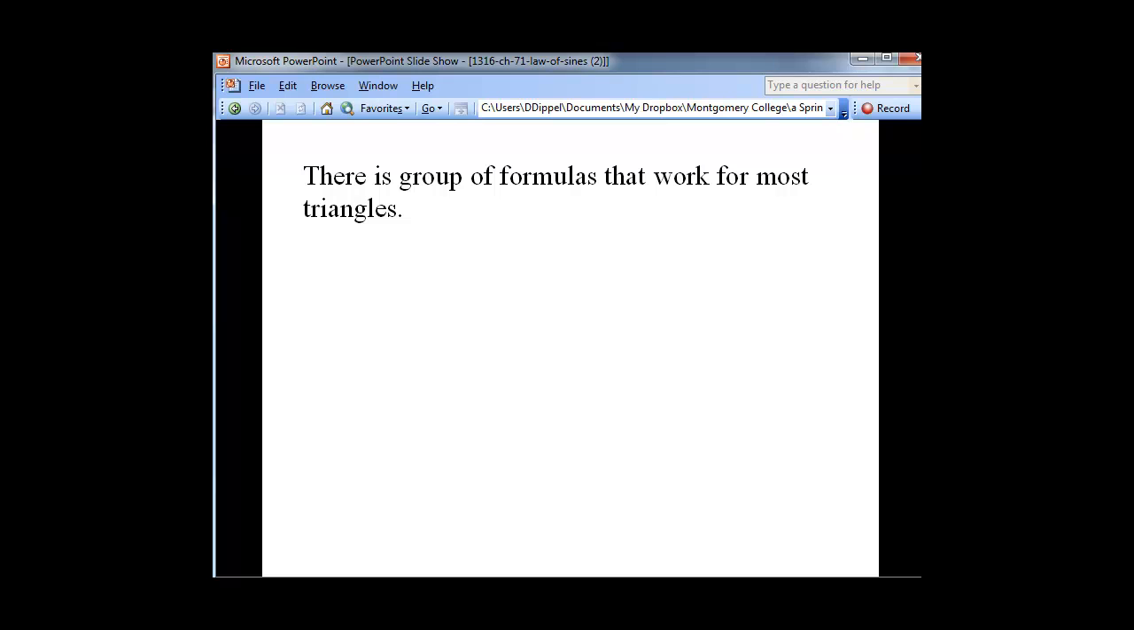Okay, up to this point we've worked with right triangles, and there is a group of formulas that work for most triangles. They don't have to be right triangles. If you have a triangle, A is an angle, lowercase a is the side opposite, C is this angle, side c is opposite, and then B with lowercase b as the opposite side.